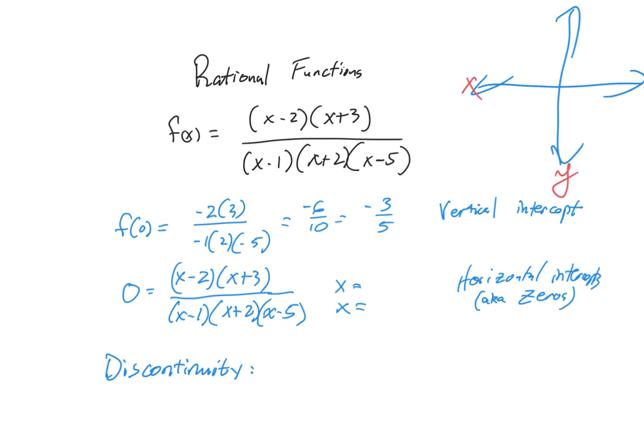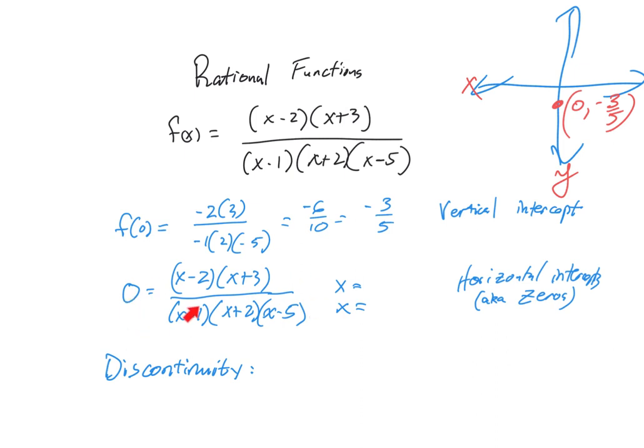So when x is 0, plug in 0 to that equation. 0 minus 2, so negative 2. 0 plus 3 is 3. The denominator gives negative 1 times 2 times negative 5, which gives me this, which means my graph will intersect the y-axis at 0, comma, negative 3/5. It's below the axis.